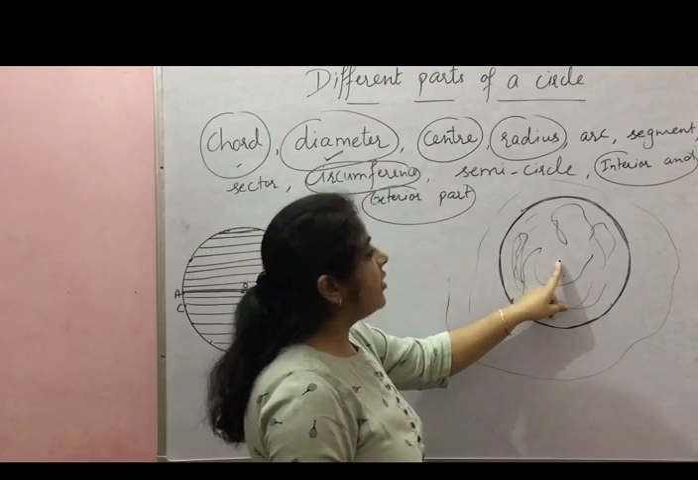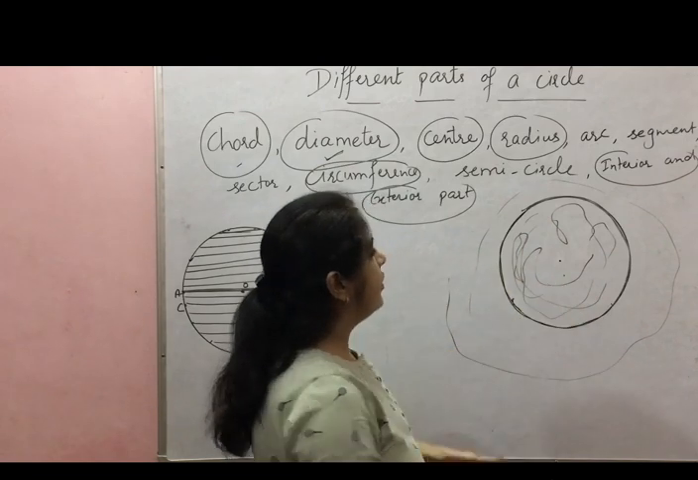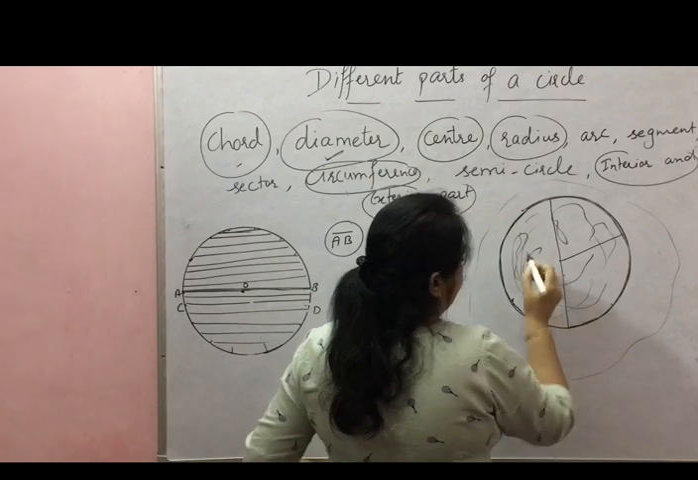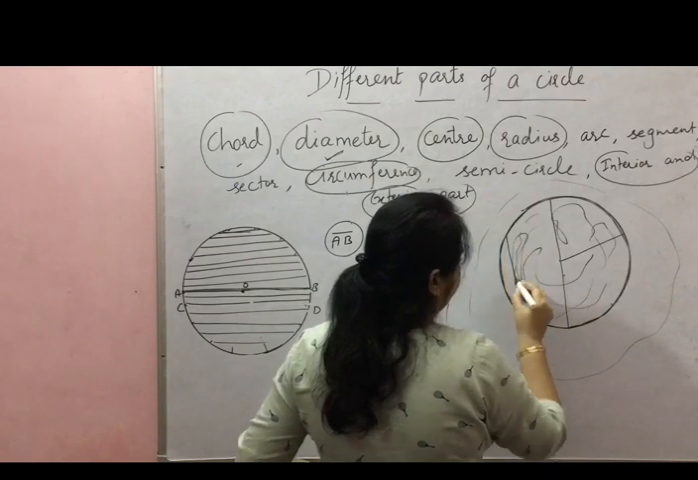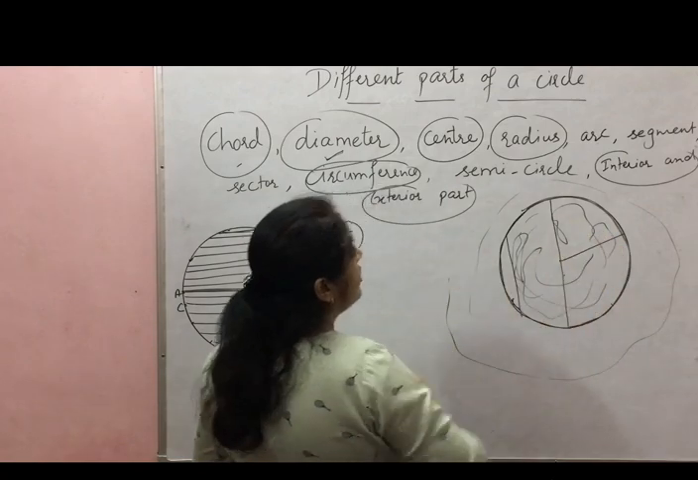So it means as the center lies inside the circle, every radius, every diameter, every chord of the circle lies in the interior part of the circle.